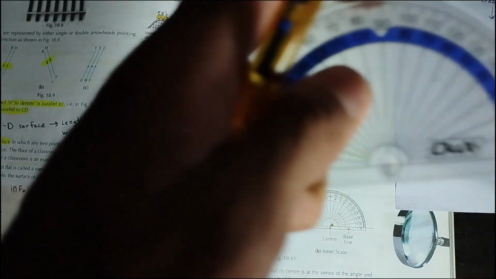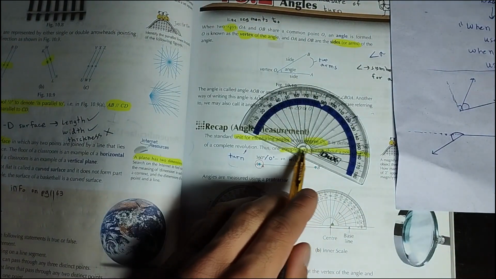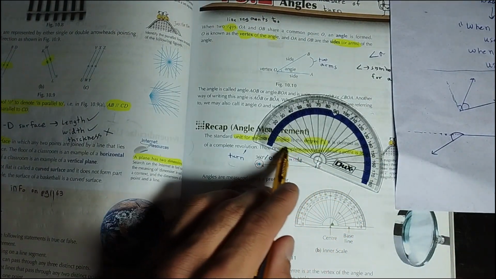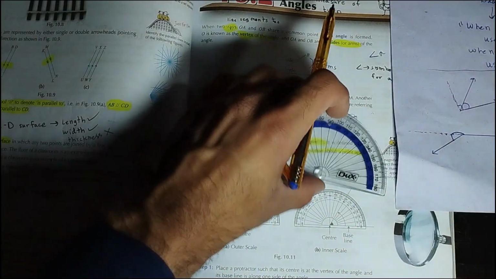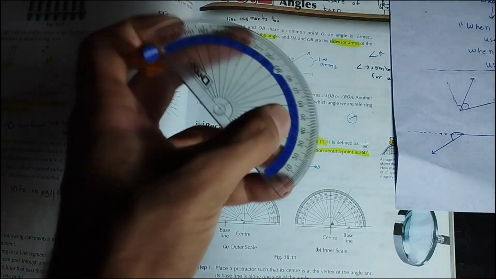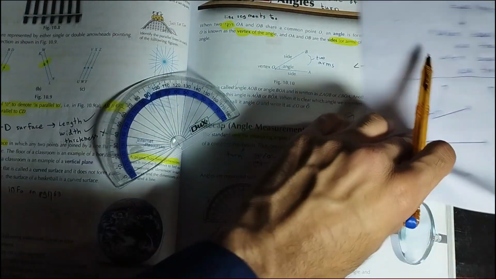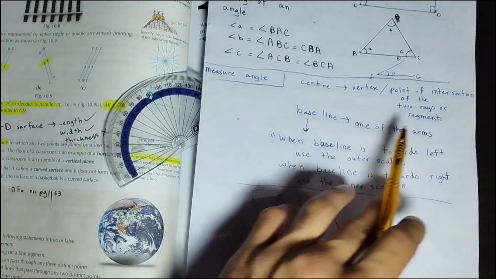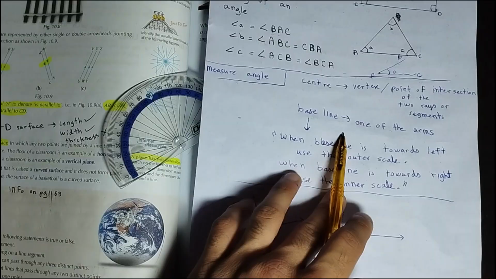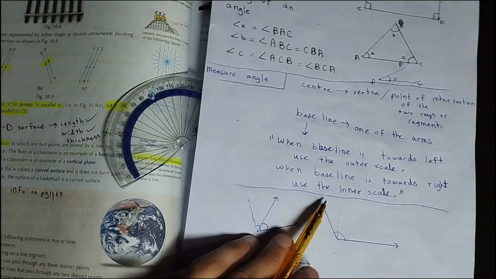Then I need to make sure that you have this line here, right? I'm talking about this line that goes on the bottom here. This line will be on the baseline. Okay, this line will be on the baseline. What does baseline mean? Baseline is basically any one of the two arms that you have selected as your base. For example, in this angle, this can be my base or this can be my base.